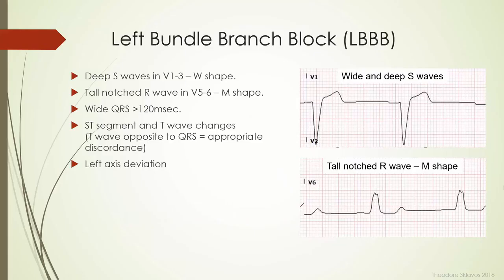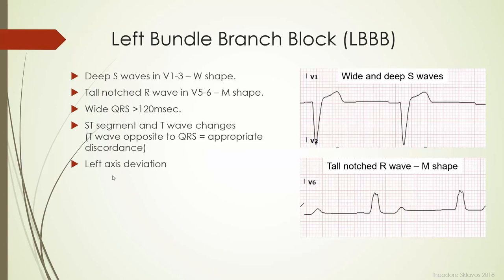In a left bundle branch block, you get deep S waves in V1 to 3, and this is where you're meant to get the W shape. You get a tall, notched R wave in V5 and 6, and this is your M shape from your William and Morrow. The ST segment and T waves will change, and they're usually in opposite directions to the QRS complex. So for example, we've got a negative QRS in V1, so we've got upright T waves and a small amount of ST elevation. Remembering back to the last lecture, this would be discordant. When we dance with discordance, this is appropriate discordance.